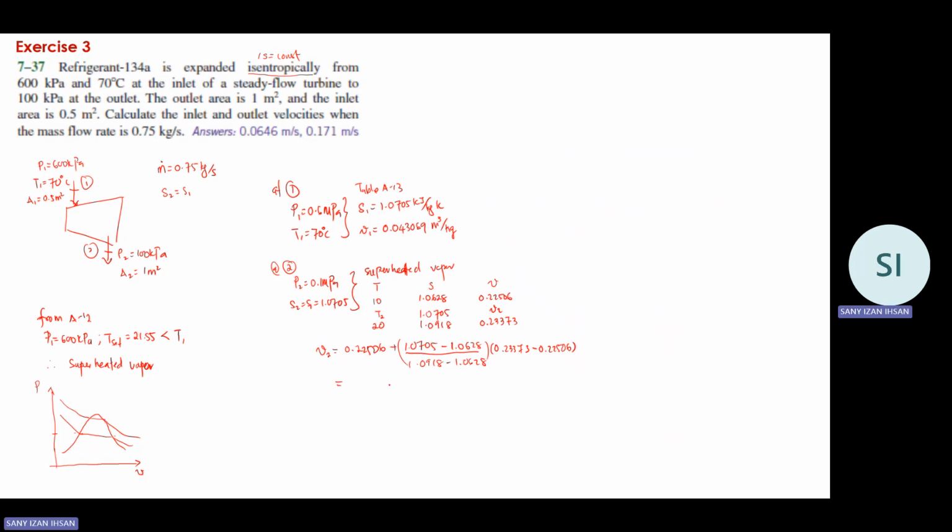So that would give you, if you are confused, just go back to the interpolation basic relation. Then you rearrange, you'll be getting this. Therefore your V2 would be equal to 0.2274 meter cube per kilogram. That would be V2. Now we have V1 and V2. Therefore, you can complete the problem to find the inlet velocity.